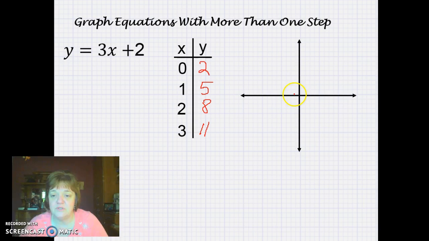I'm going to start with the 0, 2. Remember, x direction first. This is our x-axis. This is our y-axis. We're going to go the x direction first, which in this case is 0. And then we're going to go up 2. There we go. I'm going to move on to the 2, 8. Okay, I'm just going to skip the 1, 5. I'm going to do the 2, 8. So we go over to 2, up 8. Let's see, that's 4, 5, 6, 7, 8.